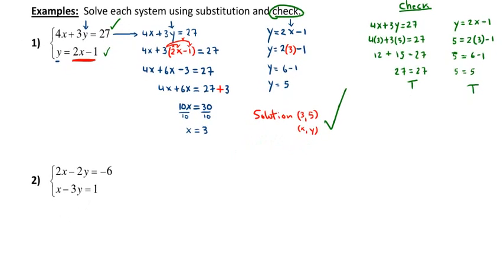Now we're going to do the second one. The second one is not ready for the substitution. Here, this was ready for the substitution because one of the equations was solved for one of the variables. In this case, we don't have one of the equations solved for one of the variables. We don't have x is equal to something or y is equal to something. So you take the simpler equation and solve for one of the variables.